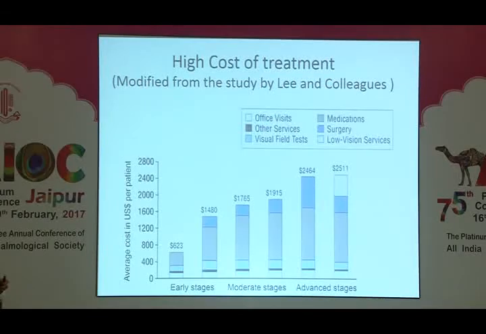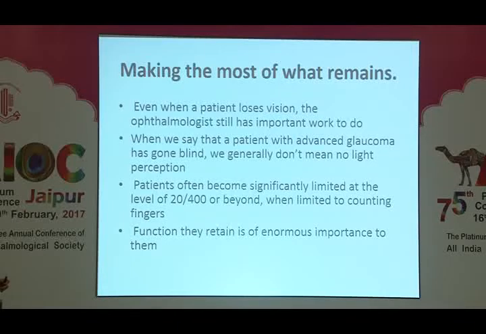The cost of treatment, if you look here, is directly proportional. More advanced the glaucoma, more the cost. So if a patient happens to be poor, having advanced glaucoma seems to be almost a curse. So making the most of what remains.